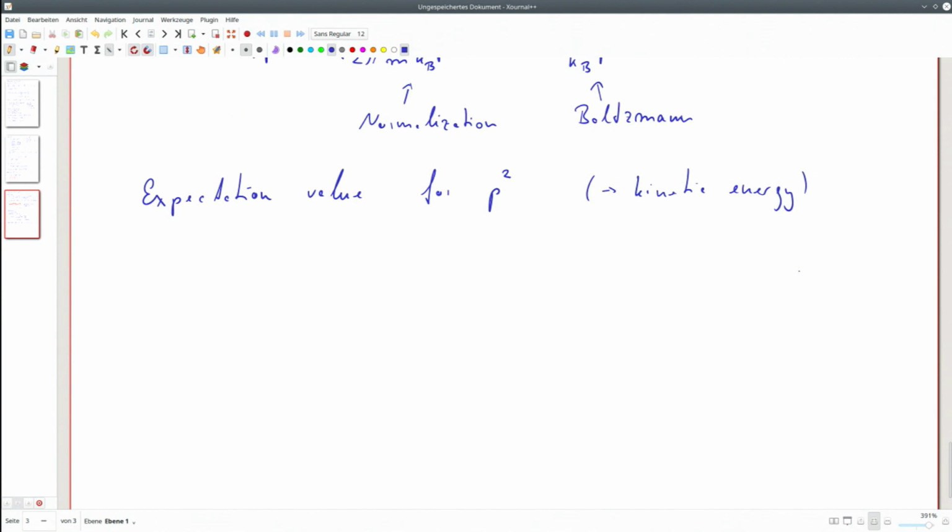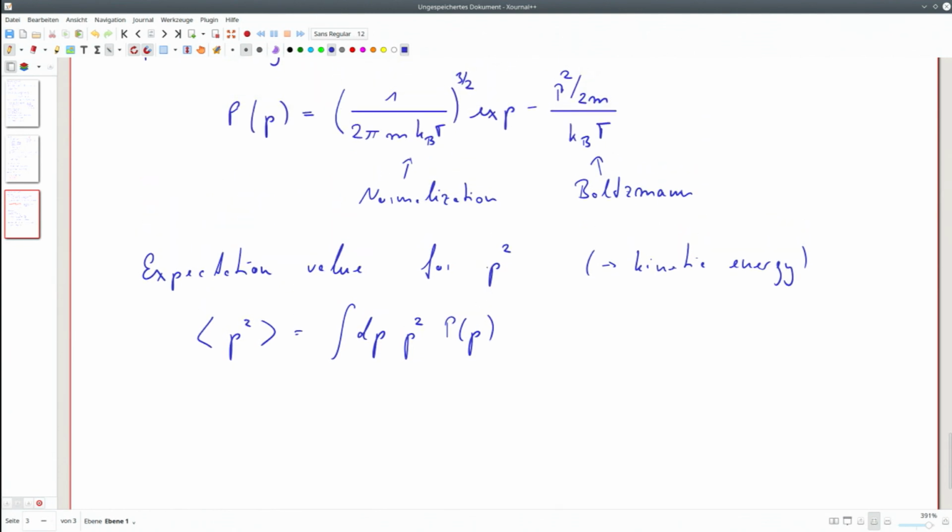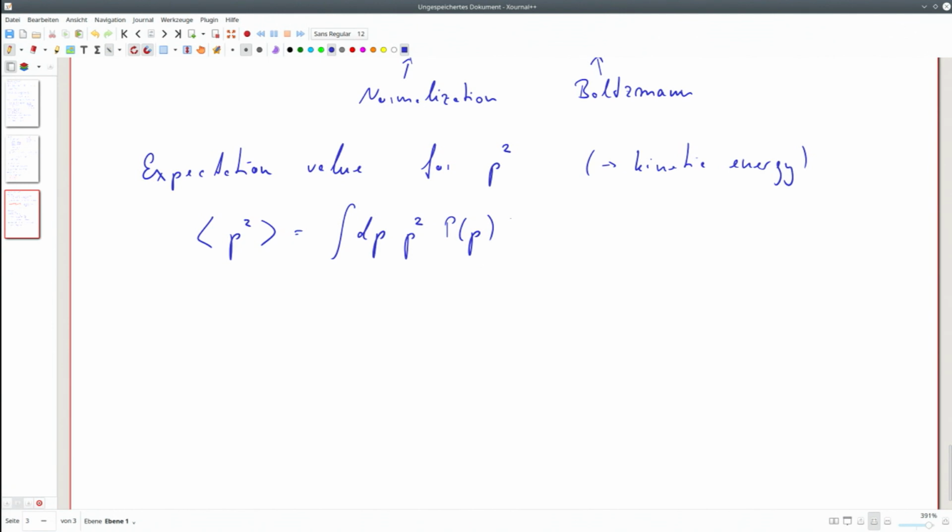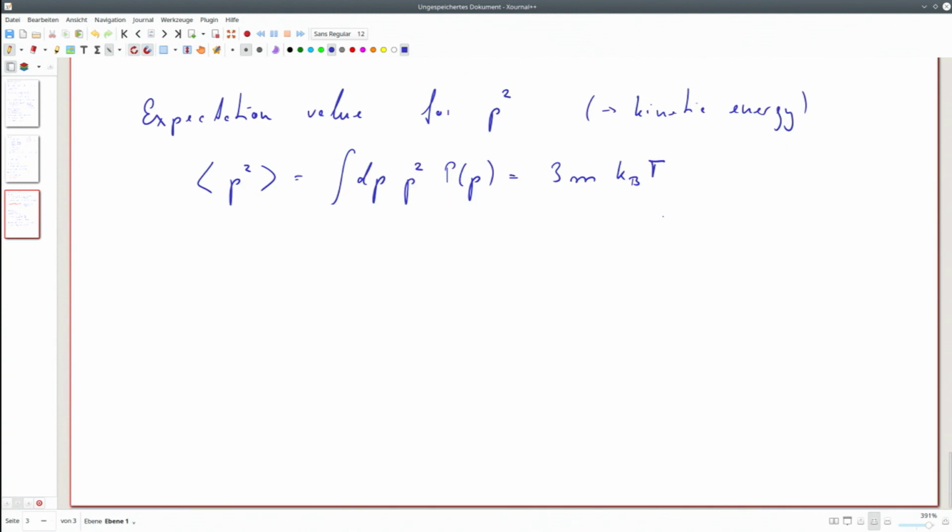How do you get an expectation value? You just integrate this probability distribution over all possibilities for P squared, times this probability. And this integration can be done on paper or using tables, or perhaps using Mathematica. It becomes 3mkT. This is what we already used before, yeah? It's kinetic energy.